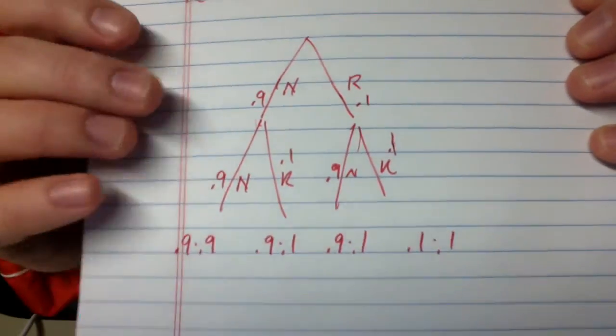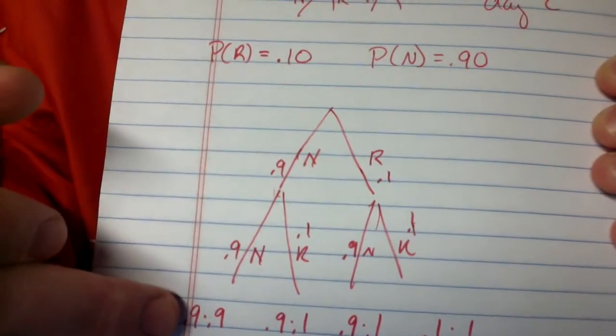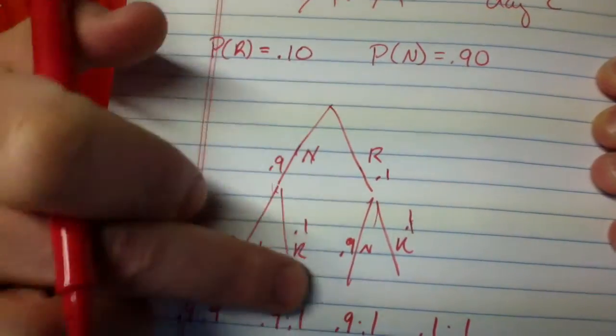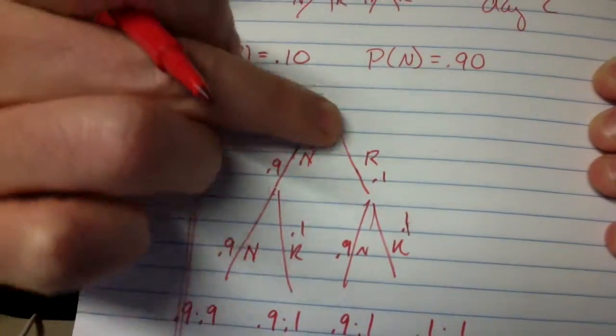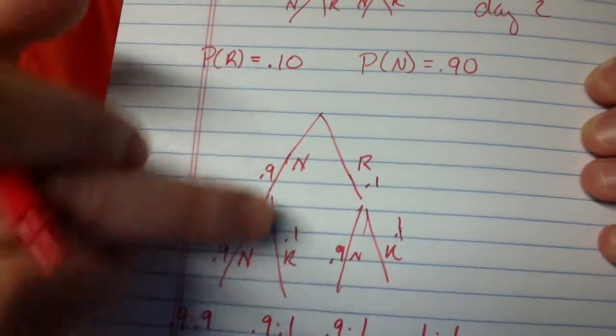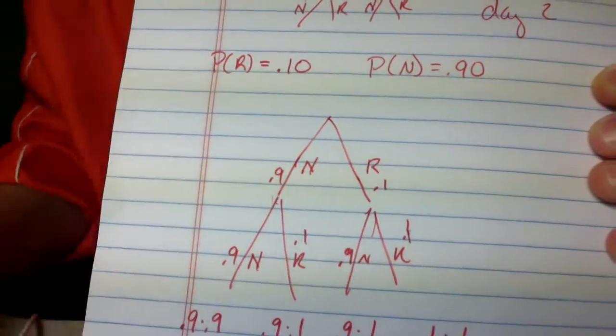So this path here is 0.9 times 0.9. This path here is 0.9 times 0.1. This path here is 0.9 times 0.1. This path here is 0.1 times 0.1.